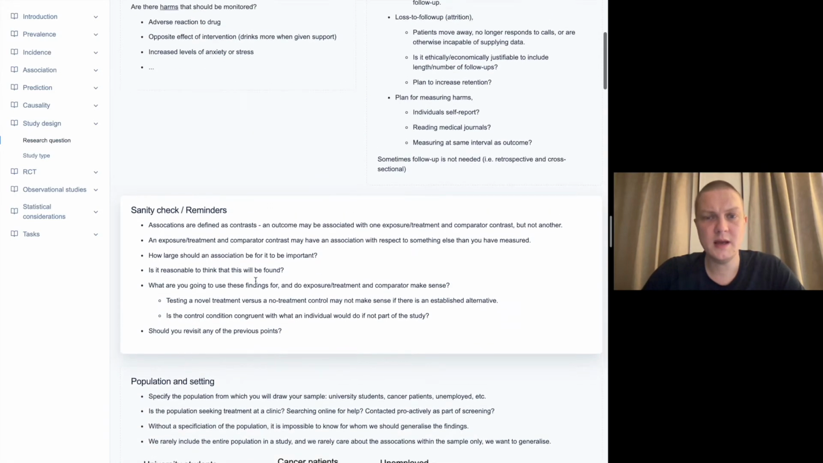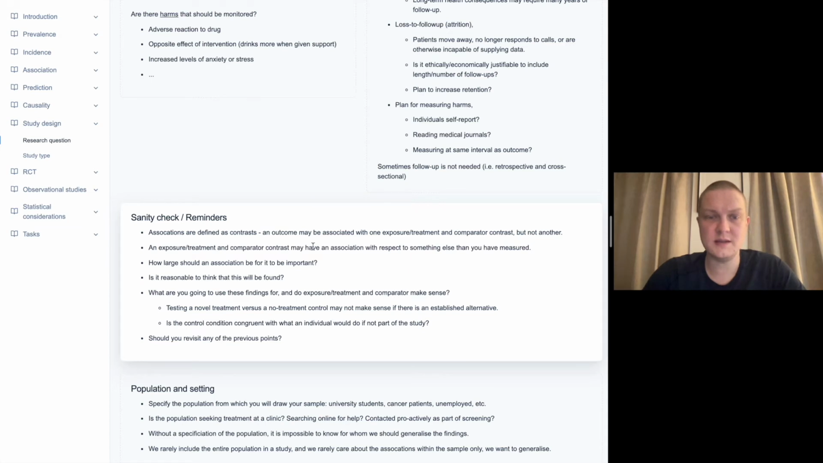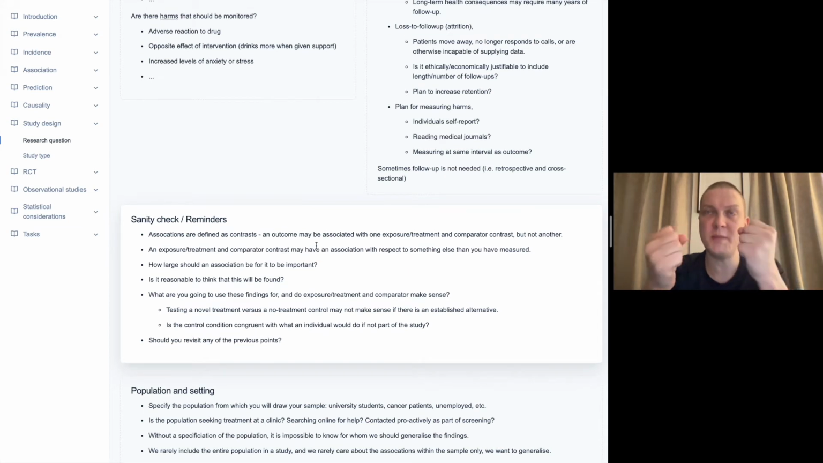So, does it make sense? Does this pair of exposure, contrast, or comparator, does that contrast make sense? Is that congruent with the research question that you want to ask?